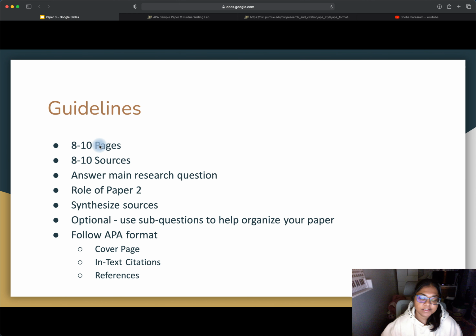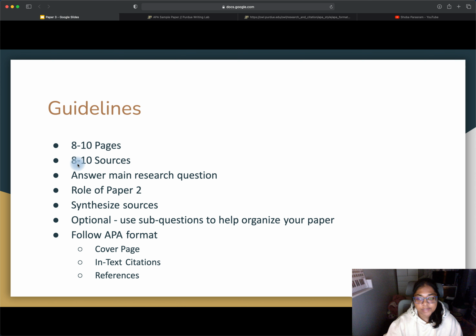And an abstract is basically just a summary of your entire paper. It's not the same as an introduction. An introduction introduces your topic, whereas an abstract summarizes your entire paper. But if you do include one, it does not count in the 8 to 10 pages.